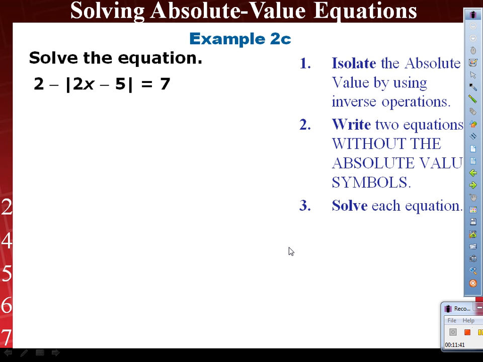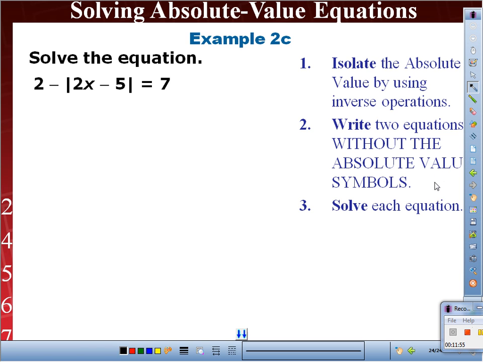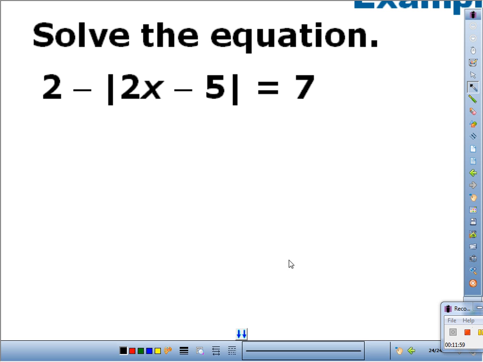I know. Copy this one, please. Example 2C. I think something is wrong. Is that one play? Maybe. I'm going to get you guys started with this one. Here we go. Bam. Be nice. Wow.